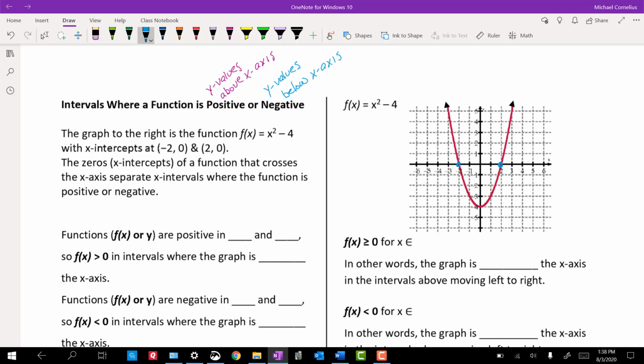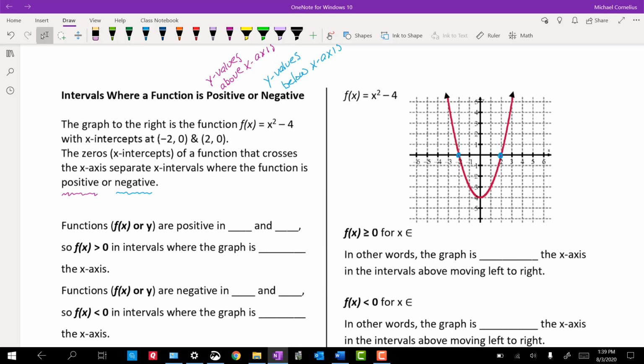The zeros, the x-intercepts of a function that crosses the x-axis, separate x intervals where the function is positive or negative. So those two x-intercepts, remember the function is positive above the x-axis, so we said positive was above and negative was below the x-axis.